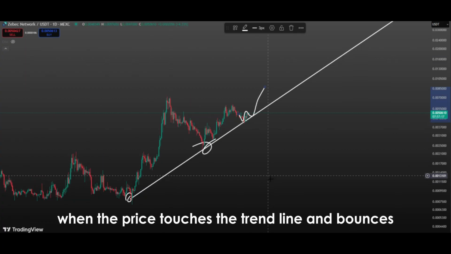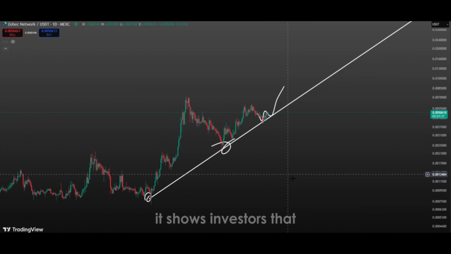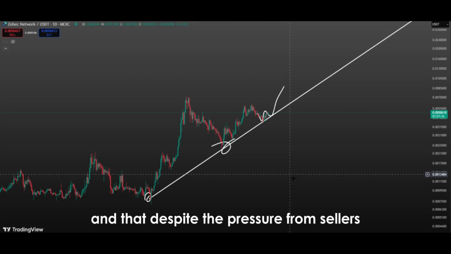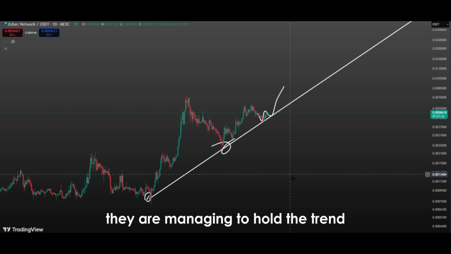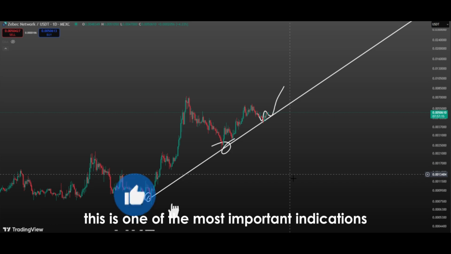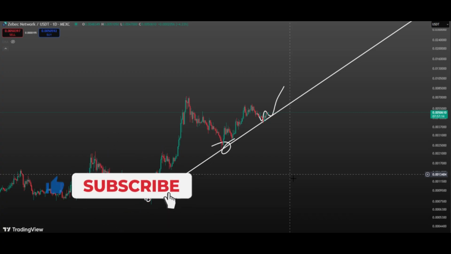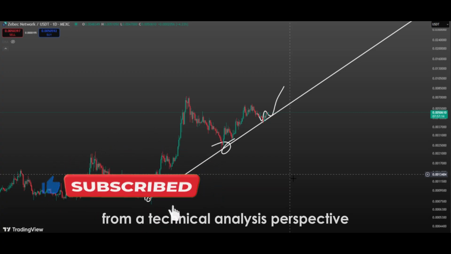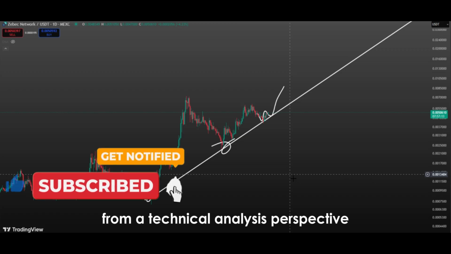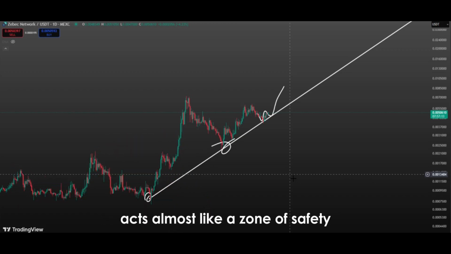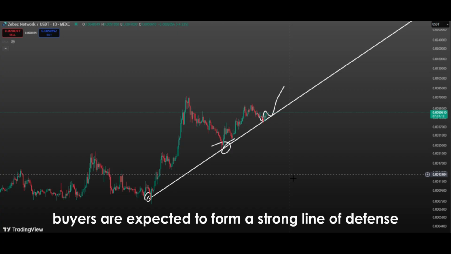Especially when the price touches the trend line and bounces, it shows investors that buyers are still strong and that despite the pressure from sellers, they are managing to hold the trend. This is one of the most important indications that the market is in a healthy uptrend. In such a situation, from a technical analysis perspective, the ascending trend line acts almost like a zone of safety. When the price reaches this line, buyers are expected to form a strong line of defense.